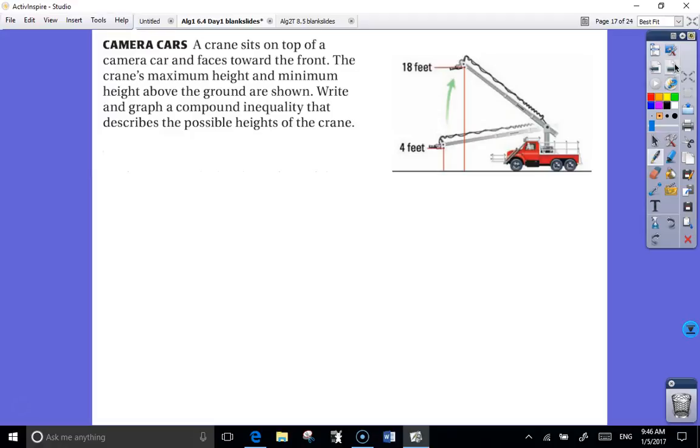Okay, so this would be a case of if the possible heights are between 4 and 18, that means a 3-part inequality. So we would want to write 4 is less than, and I'm going to assume equal to, the height is less than or equal to 18. So that's describing what we see in that picture. Okay, they said to graph it.